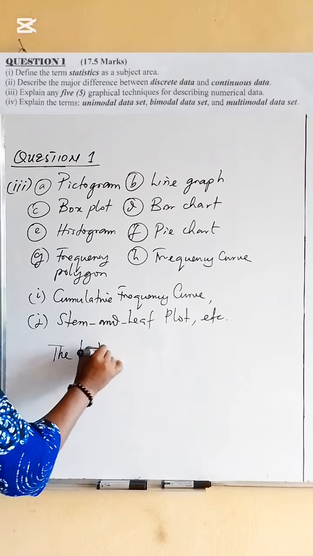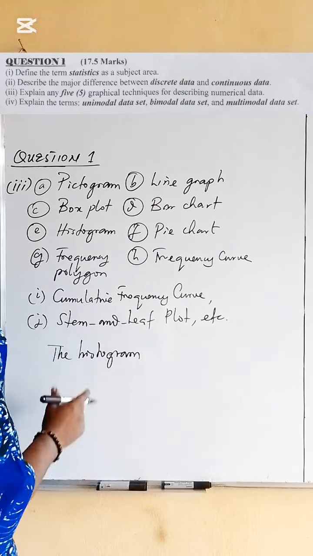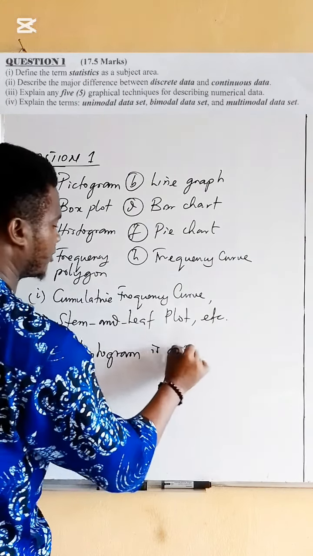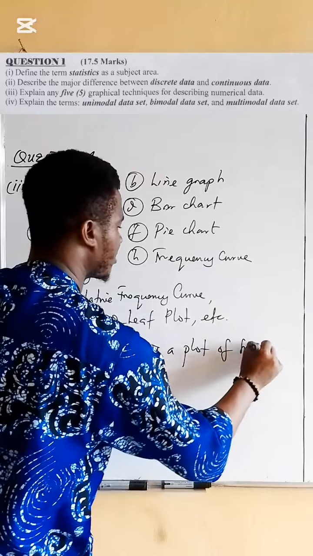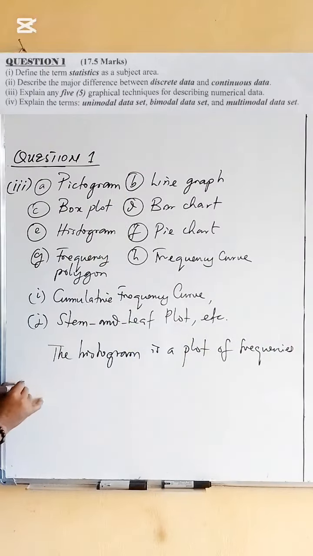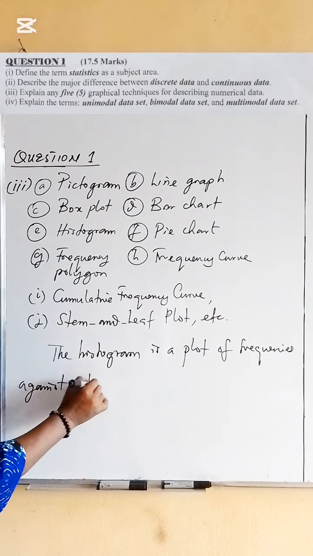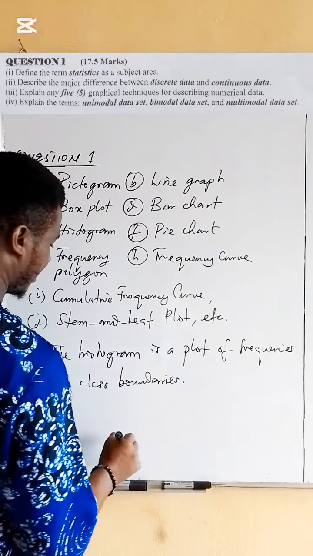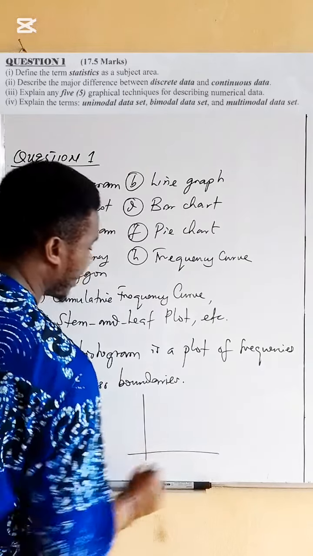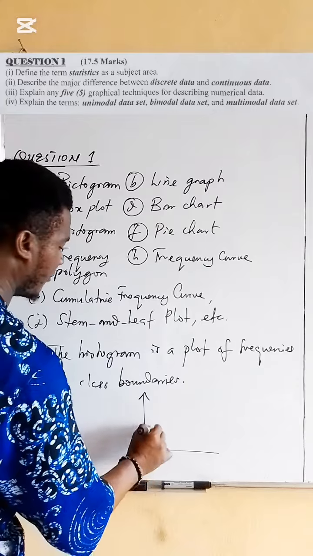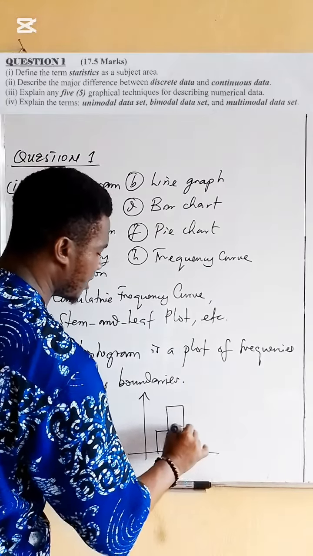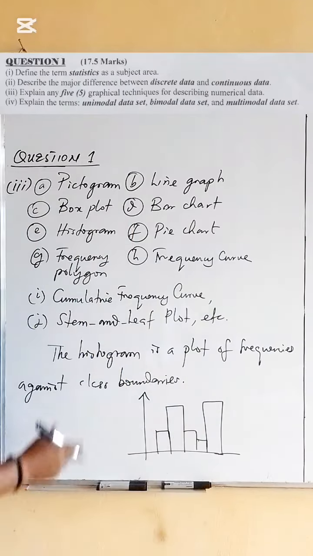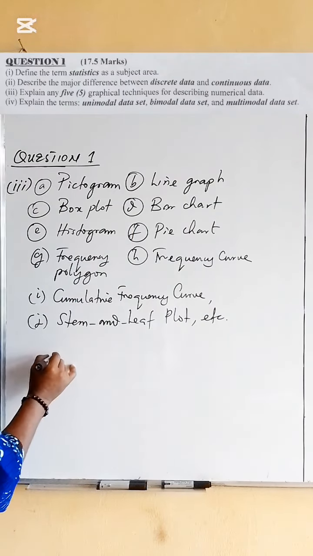The histogram, unlike the bar chart, does not have equal spaces between bars. However, the histogram is a plot of frequencies against class boundaries. Now, please take note of this particular thing, that the histogram, unlike the bar chart, has no space between bars. So you end up having a diagram that looks like this. These are yet bars, but notice that there are no spaces between bars. Okay? Then comes the pie chart.